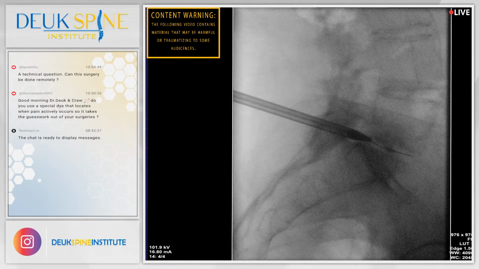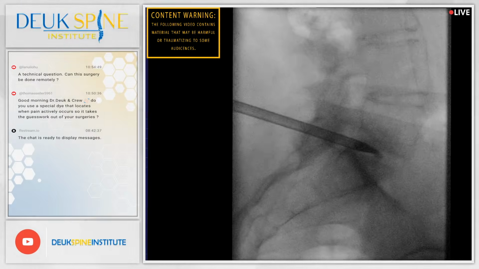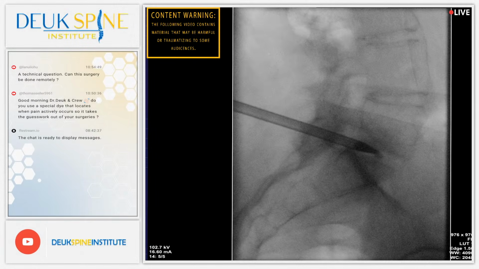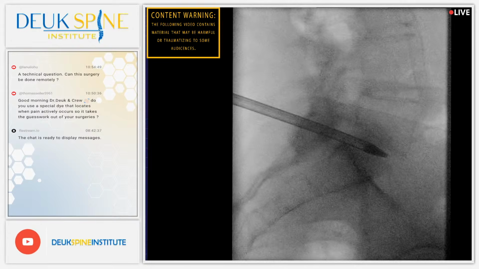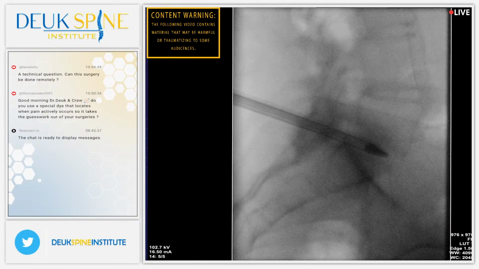Hold on. Go ahead. Shot. He's communicating quite well. All right, I'm going to wait for you just to put him a little bit deeper, and then we'll proceed.